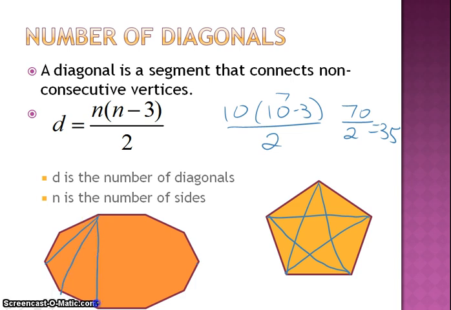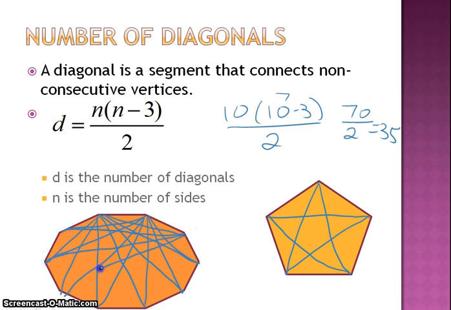We've got 1, 2, 3, 4, 5, 6, 7, 8, 9, 10, 11, 12, 13, 14, 15, 16, 17, 18, 19, 20.